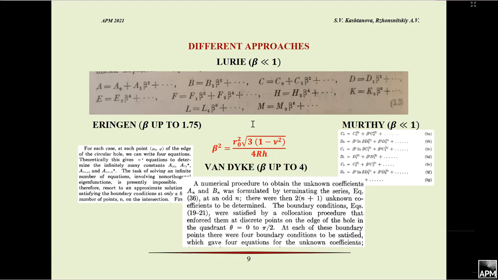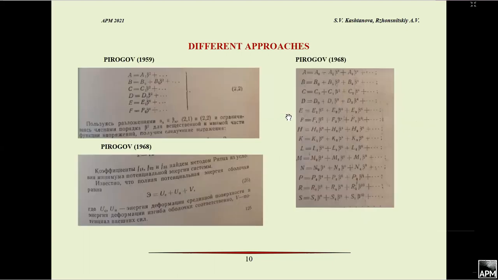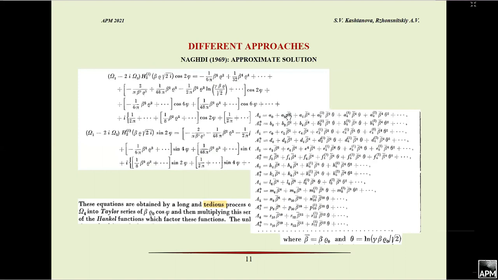When you make a decomposition in a small parameter, this parameter must be small. Some of them tried an analytical way, some tried a numerical method like the collocation method, for example. The attempts you can see here. All the time they got an unsolvable system, because they had a linear dependence in the equations, and by different tricks they tried to overcome it.